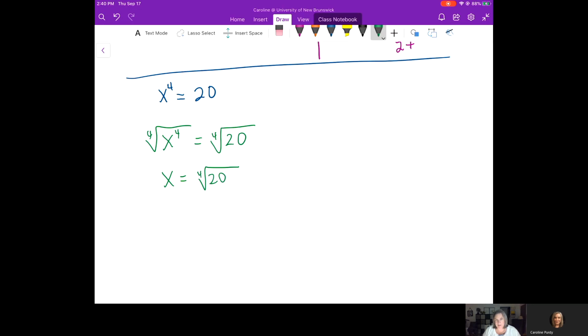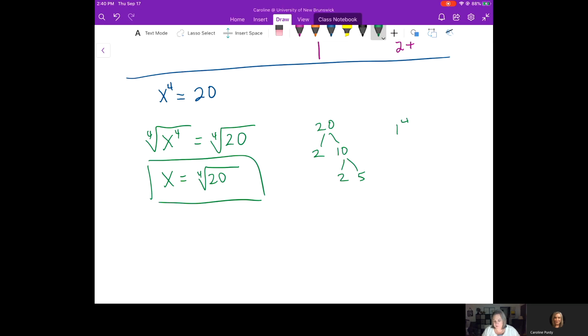And is 20 a 4th power? Let's look. 20 is 2 times 10. 10 is 2 times 5. There's not 4 of any factors there, so this is as far as we would go. You could put the answer in your calculator and get an answer.